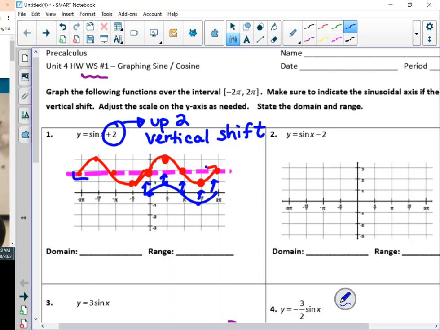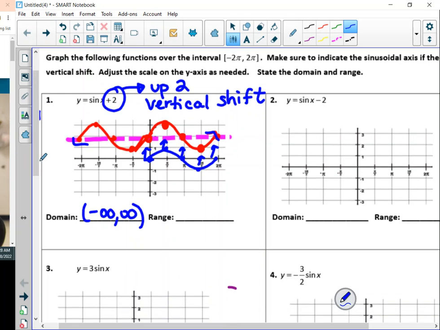Every single sine and cosine graph has the same domain. Nobody misses that question. That's how I know you totally don't listen. Because if you miss that question, you are absolutely not listening to anything I'm saying. Because that's the easiest question, because it's always that answer. Every sine and cosine.